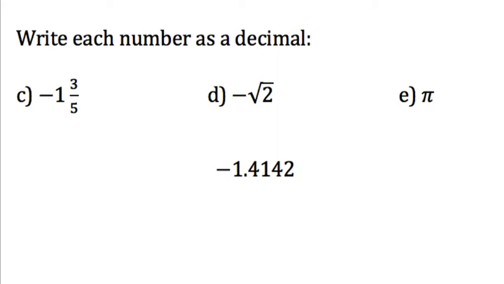-1.4142 is D. And again, 3 or 4 decimal places is good there. So, -1.414 is okay. And then E, pi, 3.14. Again, we want to make sure that we're going more than just the 3.14.